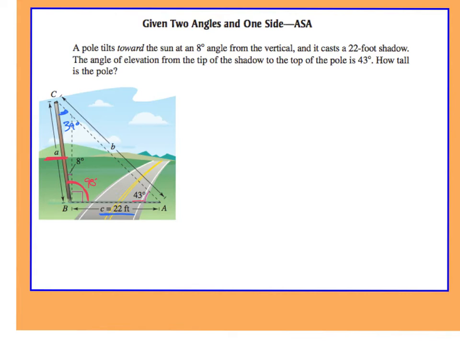So, help me set up my proportion. I'm going to put A over what? Sine of 43 degrees, which is equal to what? 22 over sine of 39 degrees. Very good. And so all we have to do is do what? Multiply by sine of 43. So we multiply by sine of 43 degrees.